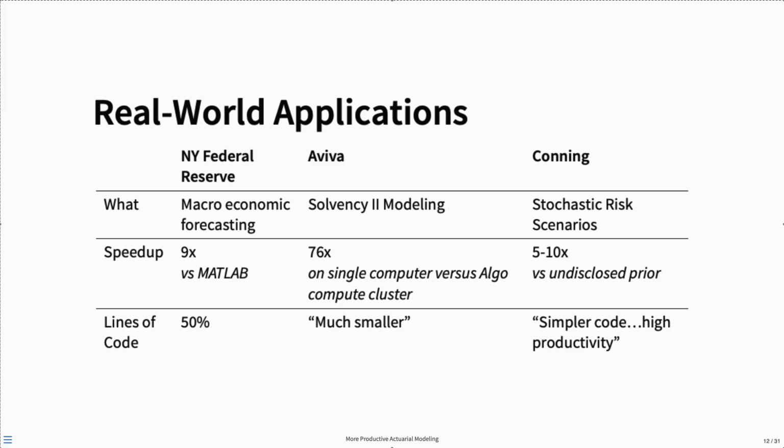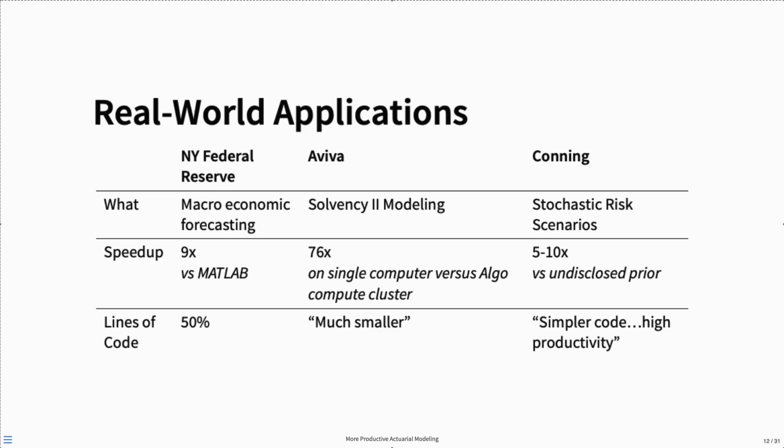The large European insurer Aviva utilized Julia for Solvency II modeling and found it to be 76 times faster on a single computer versus an entire cluster running the IBM algo modeling solution. They did not specify how much shorter the code base was. They described it as much smaller than the algo commercial solution.